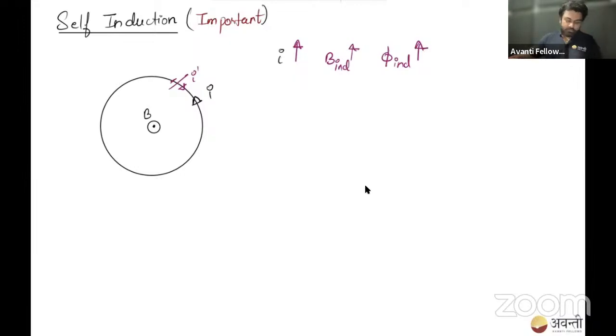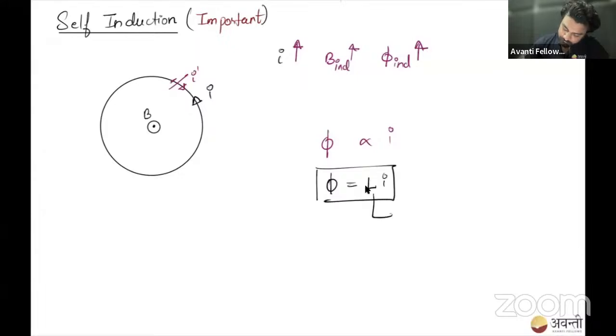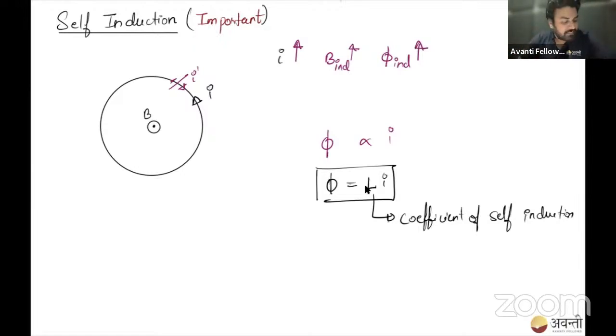So I can say that the flux is directly proportional to the current in this coil. To remove this proportionality, a constant is added, which is called the coefficient of self-induction. This is called the coefficient of self-induction.